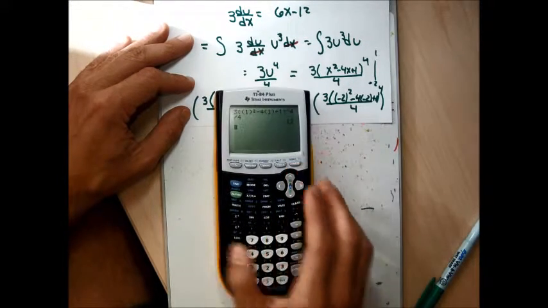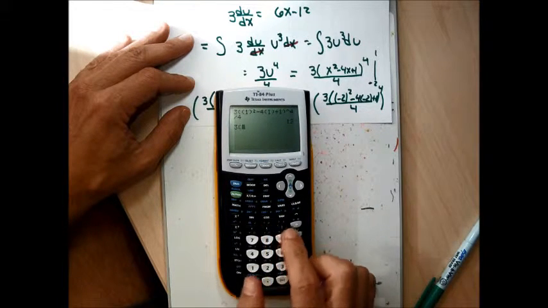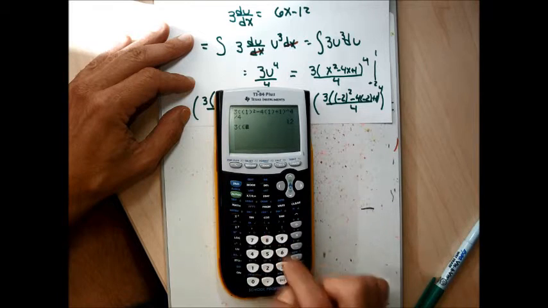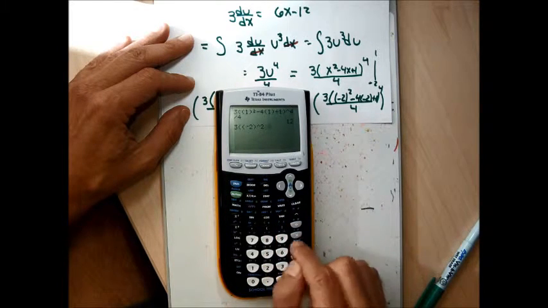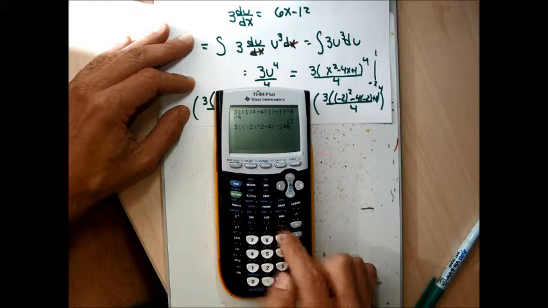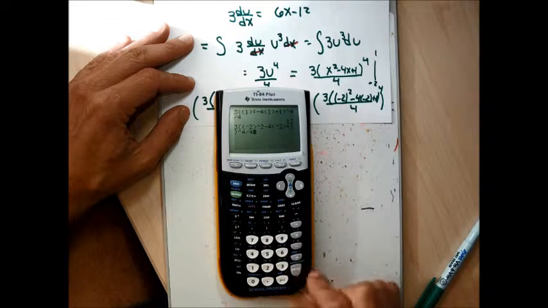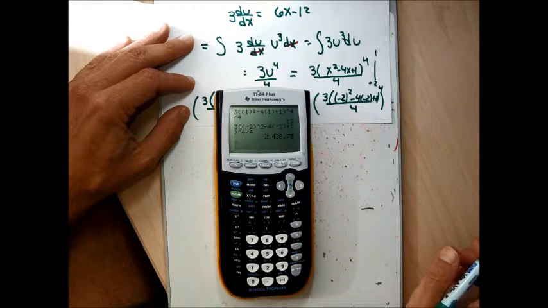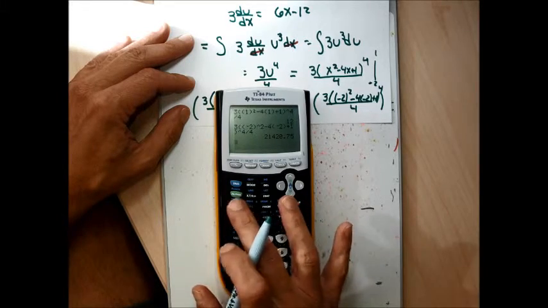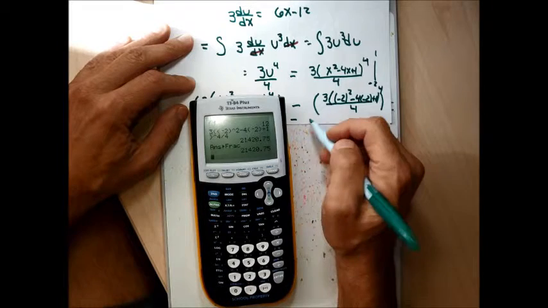So second parentheses, I can go 3 parentheses negative 2 exponent 2, or squared I could have done, minus 4 parentheses negative 2 plus 1 parentheses up arrow 4 divided by 4. I get 21420.75. I'm going to math enter that. Hey, it couldn't make it into a fraction. Oh well.